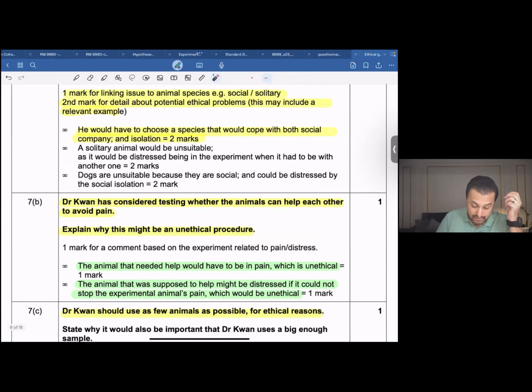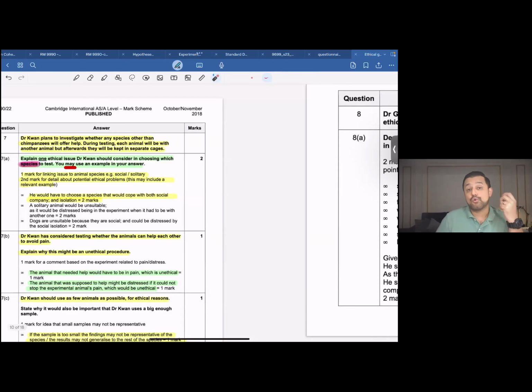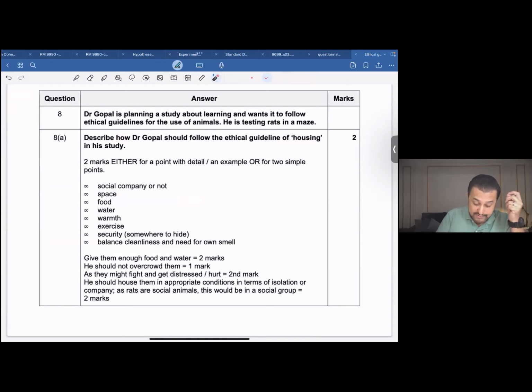Moving on real quick to the next question. Again, this is a question on a novel research situation. The question over here reads, Dr. Gopal is planning a study about learning and wants it to follow ethical guidelines for the use of animals. He's testing rats in a maze.